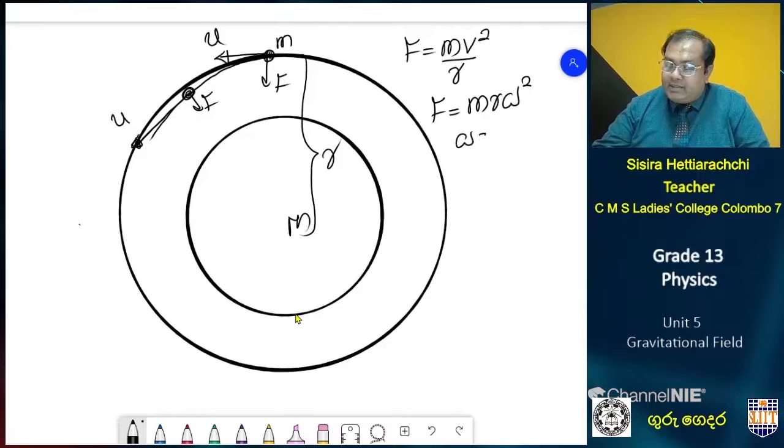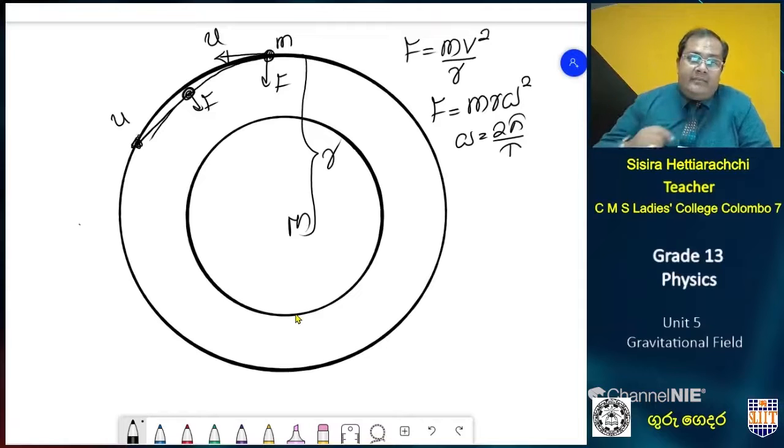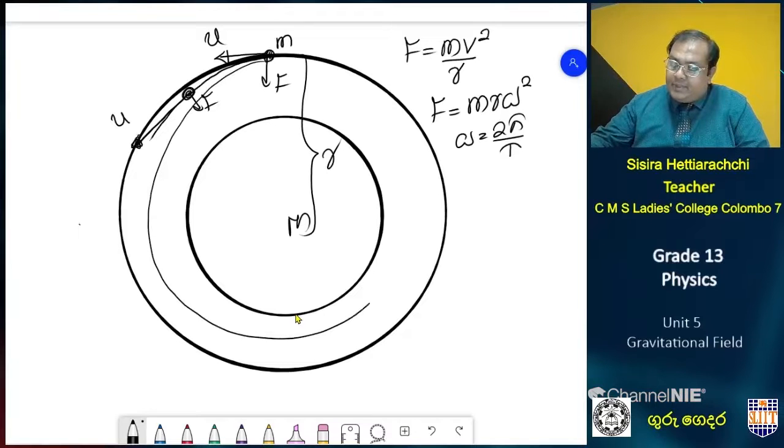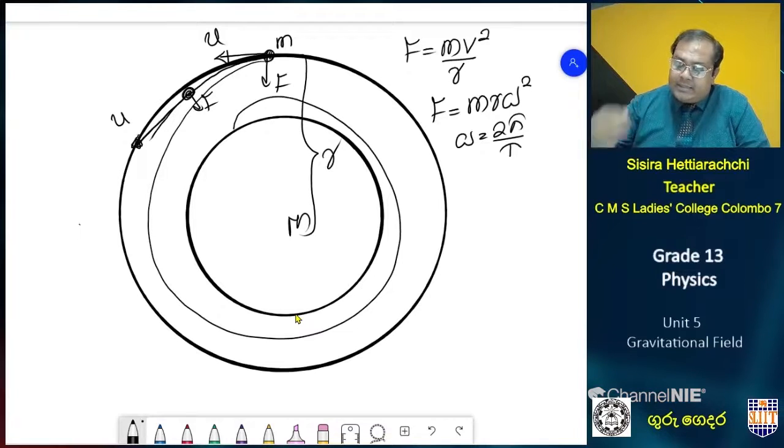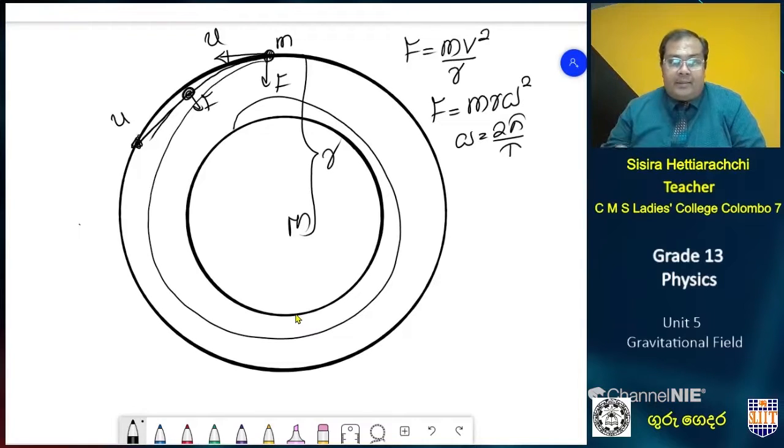Angular velocity is equal to 2 pi over time period. We need this equation also. And you should know this also. If this force is relatively large, what will happen? Compared to this m v squared over r, then it travels along this kind of path and falls onto the Earth's surface, or whatever the planet, if F is greater.